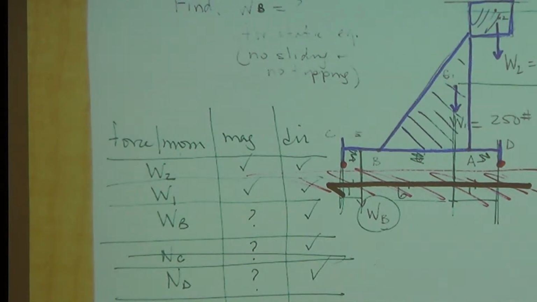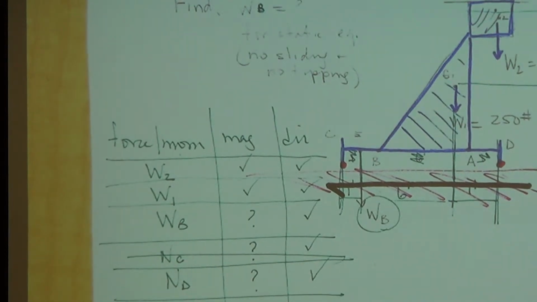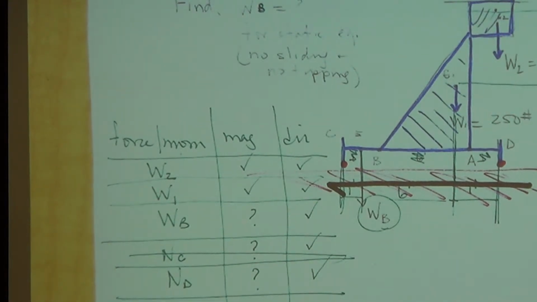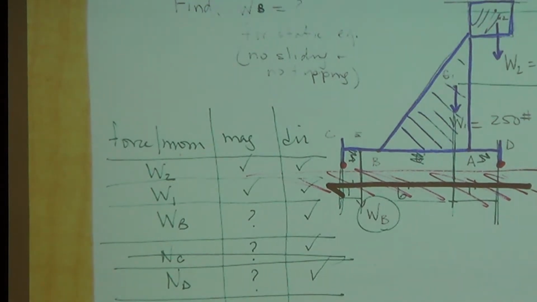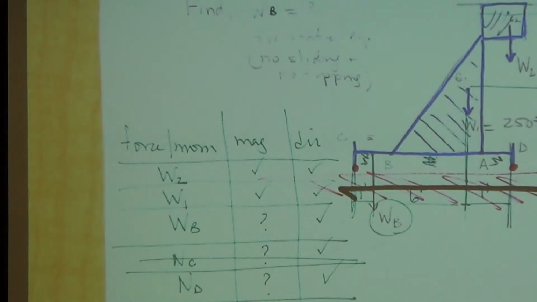Wait, why are we not doing normal at C? We do have a normal at C. Okay, I wasn't sure. Oh, that's just a line, I didn't draw a good line. Oh, no, I'm sorry, it's not a cross out. Rather than redrawing it, I'm just going to put this on here. So this is my free body diagram.